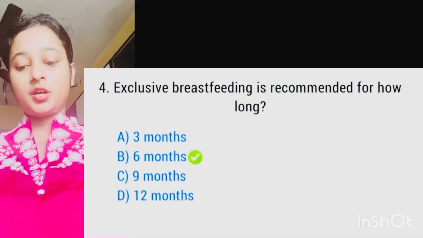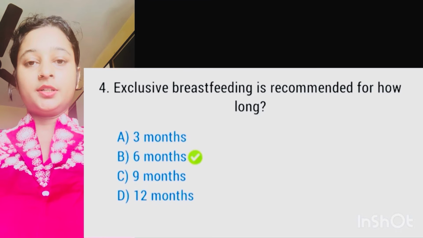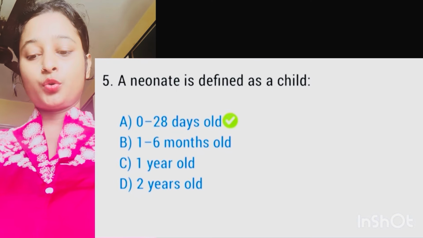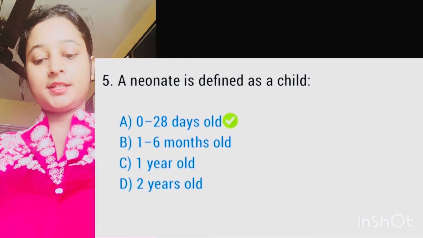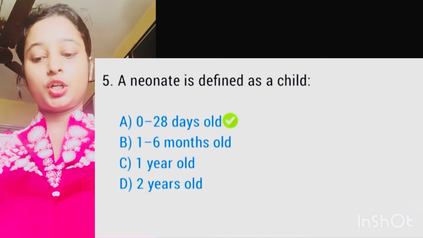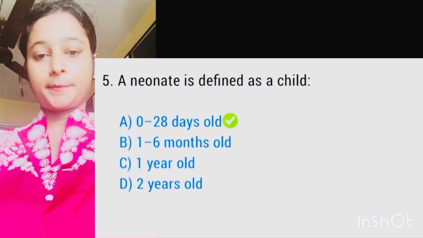Question number 4. Exclusive breastfeeding is recommended for how long? Here, correct option is option B, 6 months. Question number 5. A neonate is defined as a child. Here, correct option is option A, 0 to 28 days old.